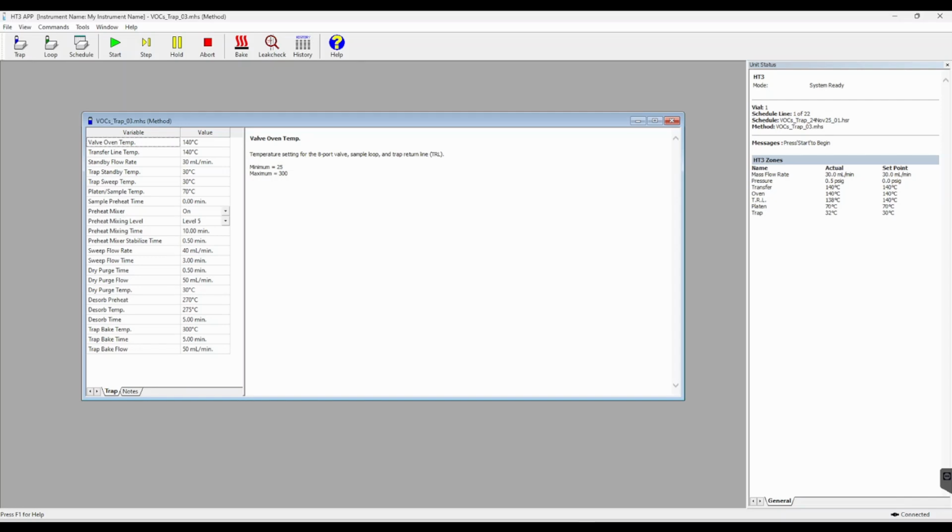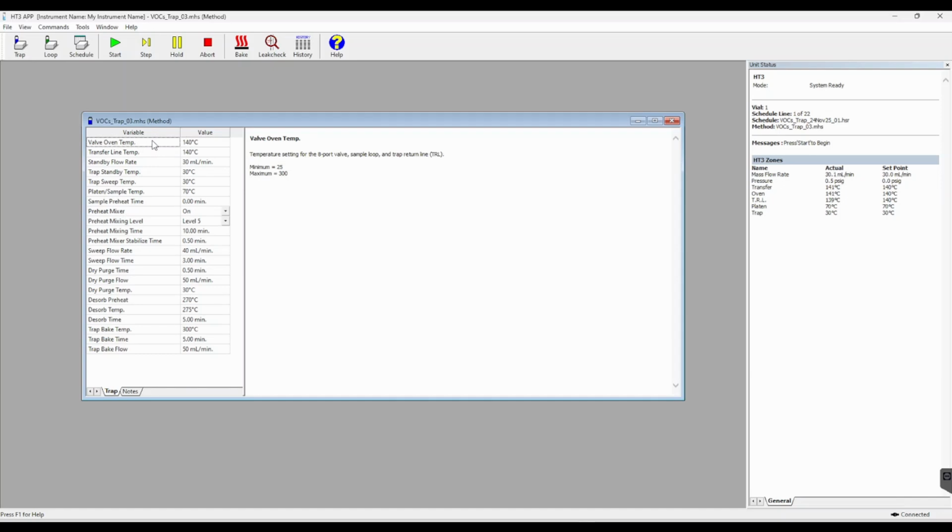When creating a trap method, you'll have to input values for each of these variables. If you click on the variables, it will give you a little description of what the variable is and any maximum and minimums. In this video, we will go through each of these variables individually and give any recommendations we have. So if we start at the beginning, our valve oven temperature.